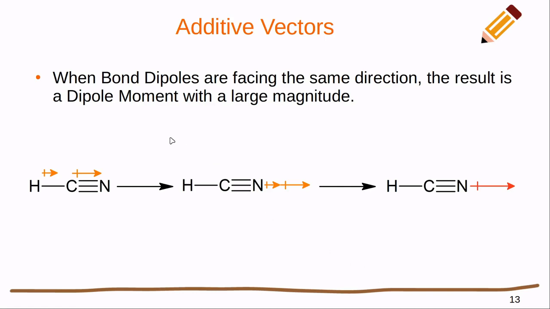So there's a few ways that this can play out. We can have additive vectors, so when they're both pointing in the same direction, like in our case of hydrogen cyanide here, they will go head to tail, and we will wind up with an overall dipole moment that is larger than either of our bond dipoles.